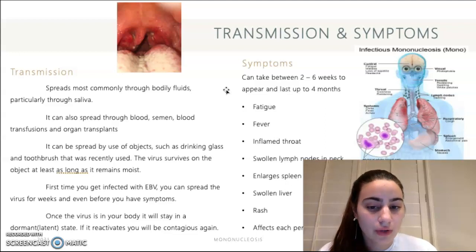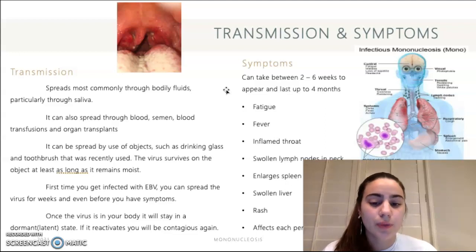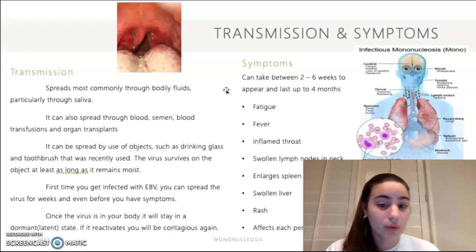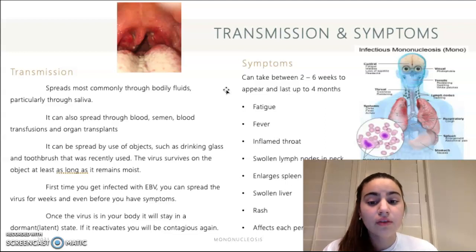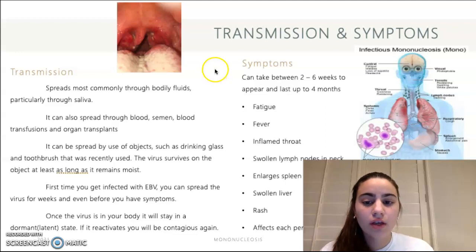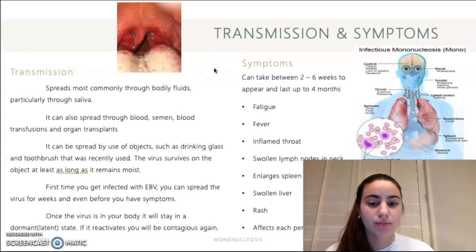So what's most important to know about mono is that it affects each person differently. One patient can have it really, really bad, where they are super fatigued, have the worst throat, and it lasts for up to 4 months, while another patient can have more mild symptoms, and another person can have no symptoms at all and still be contagious. So just keep that in mind. It all depends on how compromised your immune system is, because this disease is very fast replicating, like I explained earlier. So if your immune system is compromised, it's going to take a very big toll on you.